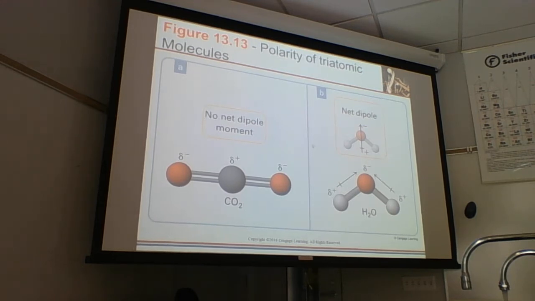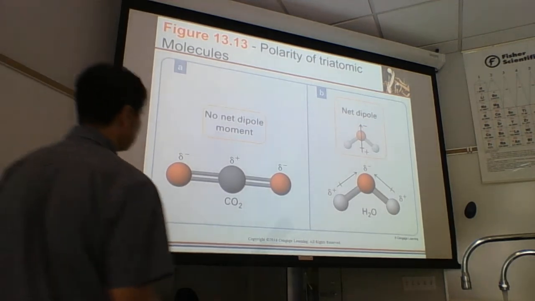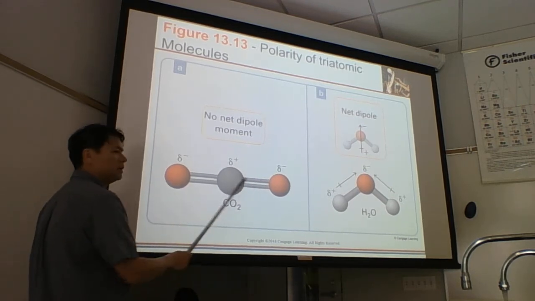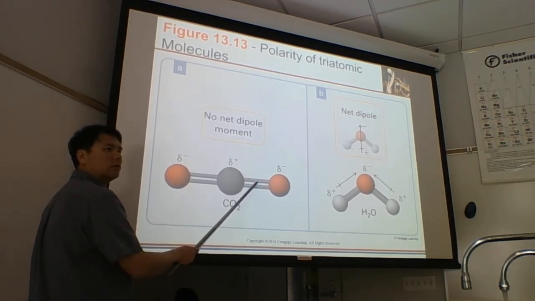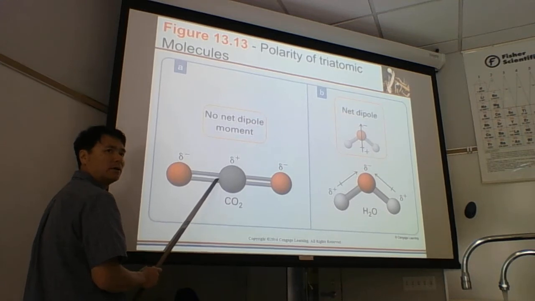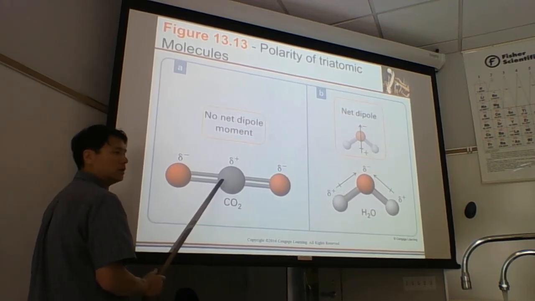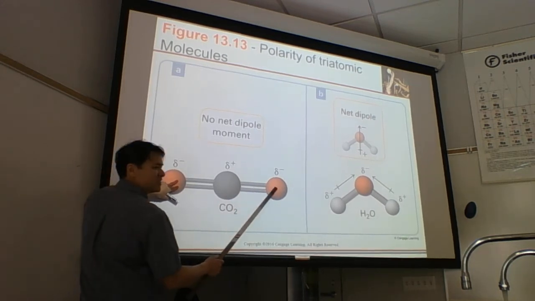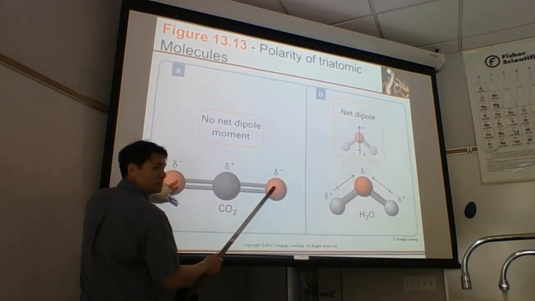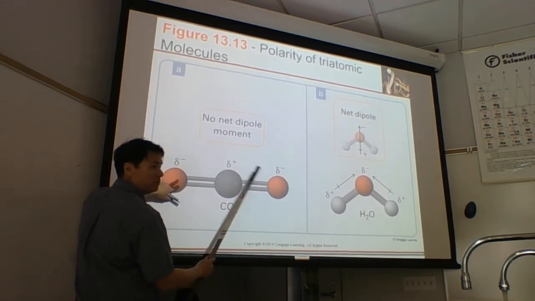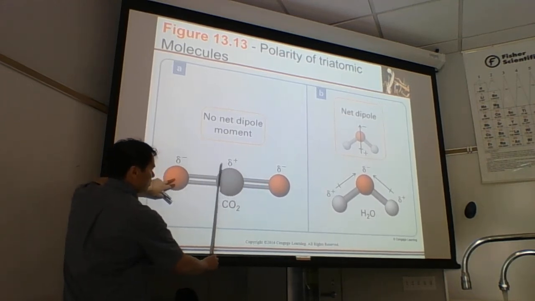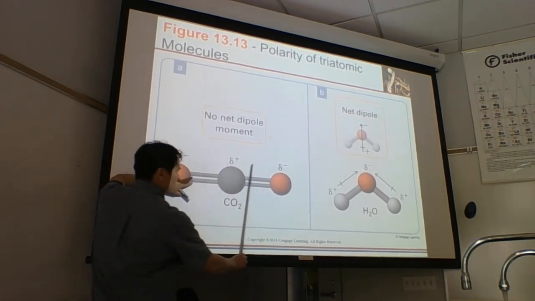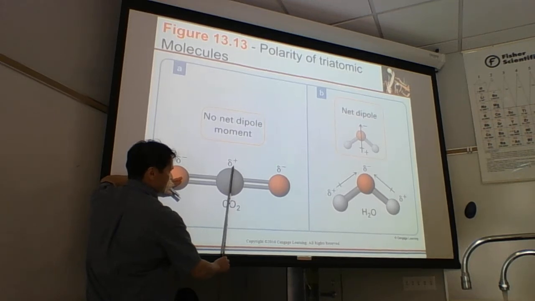How about CO2? CO2 has a bond dipole here and a bond dipole here. Will it have a net dipole or a molecular dipole? So this oxygen's pulling the electron cloud this way, this oxygen's pulling in the opposite way. Will they cancel each other out, or will there be net movement? In other words, will the carbon move to the left, or will the carbon move to the right, or the carbon's just going to stay put?